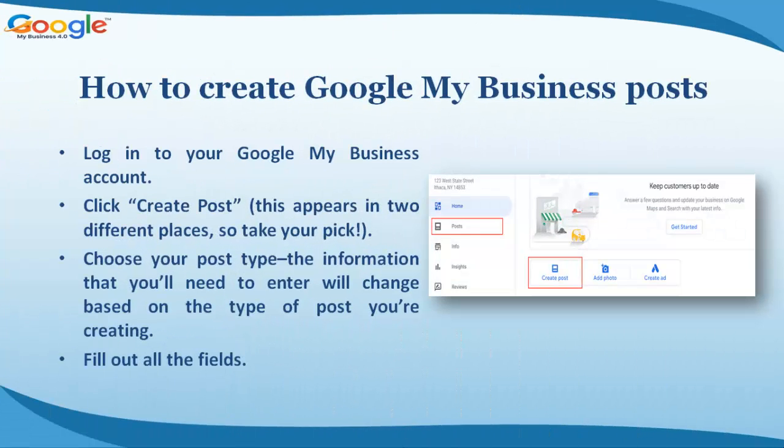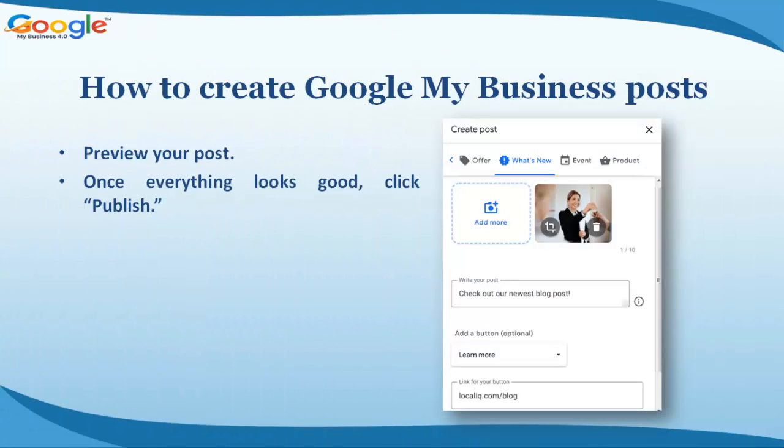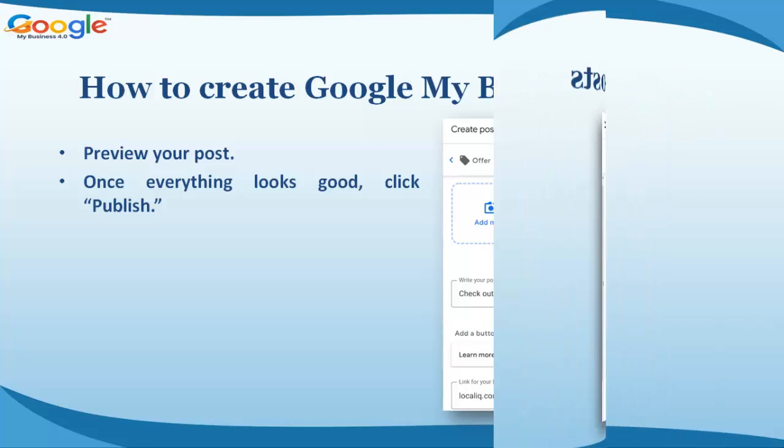How to create Google My Business posts. Log into your Google My Business account. Click Create Post. This appears in 2 different places, so take your pick. Choose your post type. The information that you'll need to enter will change based on the type of post you're creating. Fill out all the fields. Preview your post. Once everything looks good, click Publish.